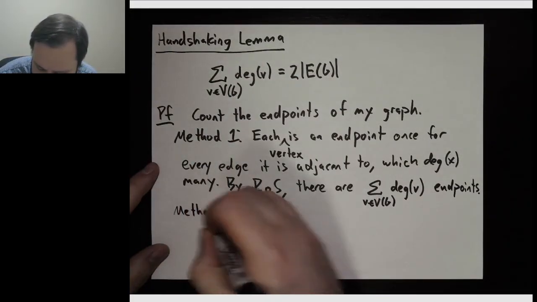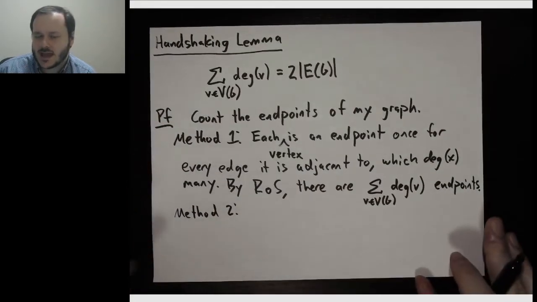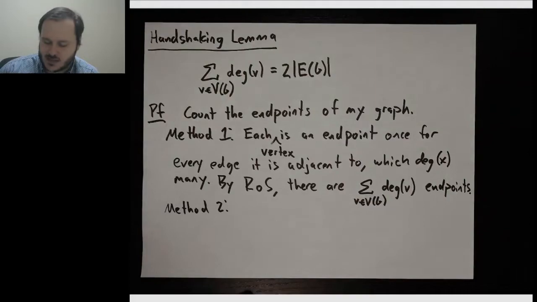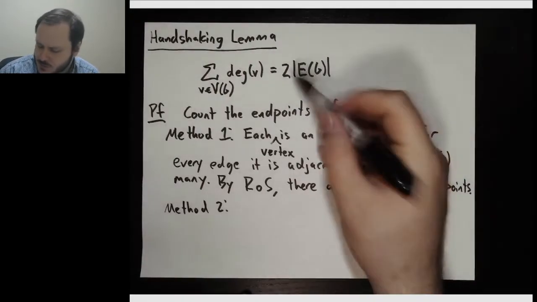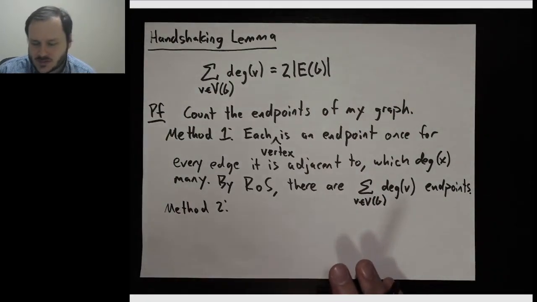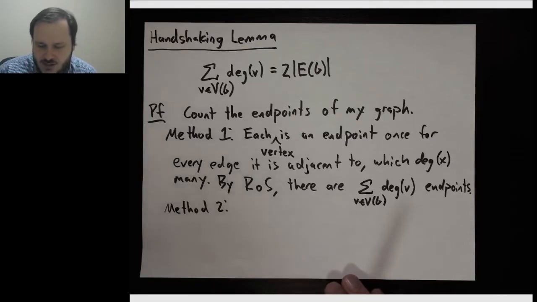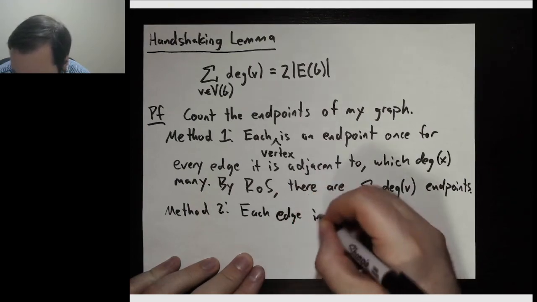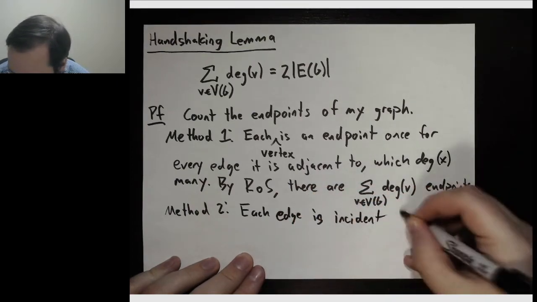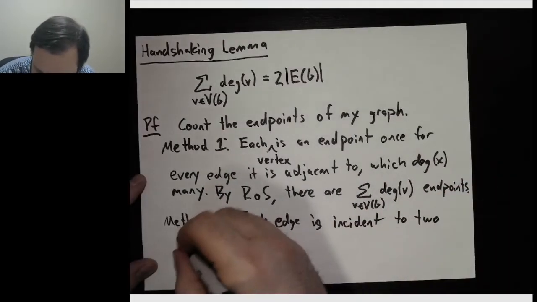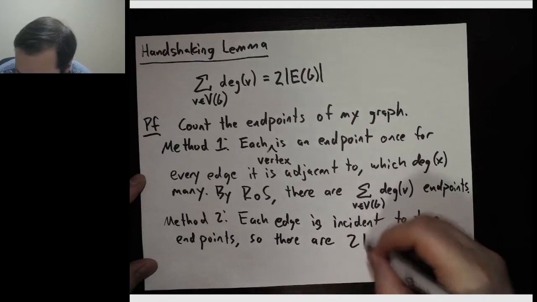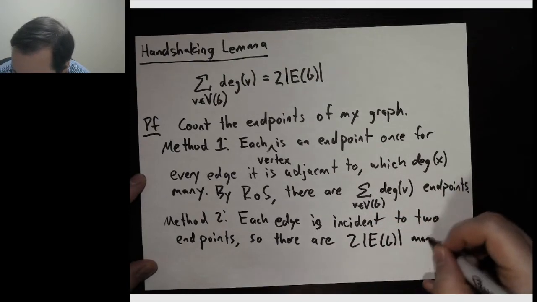So now method 2, I need to come up with a way to count endpoints that's going to give me this quantity. And this side actually ends up being significantly easier. I'm supposed to get twice the number of edges. Well, how many endpoints are there for each edge? Each edge is incident to two vertices. Those two vertices are the endpoints. So each edge is incident to two endpoints. So there are 2 times the number of edges many endpoints.